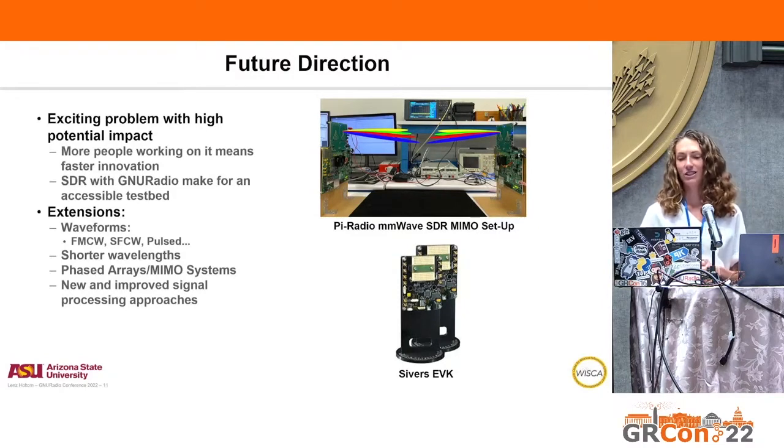So, some future extensions that we hope to do. What we set up for you today is the simplest test case of vital sign monitoring, using just a continuous wave, unmodulated tone, bistatic radar. In the future, we want to start looking at different waveforms and shorter wavelengths. We're getting some new radios in the lab that will allow us to go into the millimeter wave range and more easily configure MIMO type setups. And then also explore new and improved signal processing approaches, which GNU Radio will help us implement very quickly.